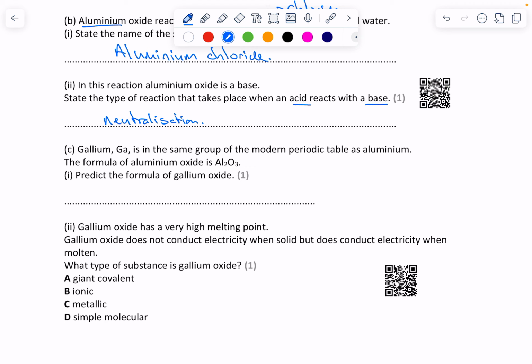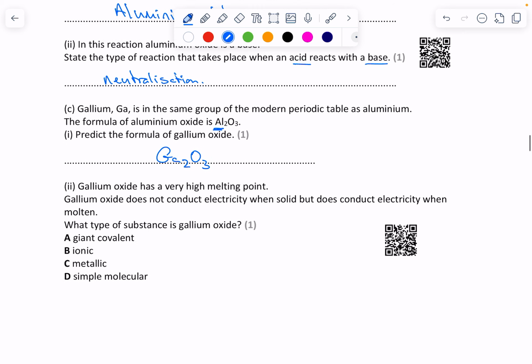Gallium is in the same group as aluminium. Predict the formula of gallium oxide. Because they're in the same group, we would expect it to be exactly the same format. So gallium is Ga, and we expect 2, and then oxygen we would expect 3.